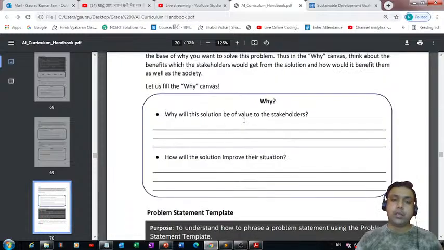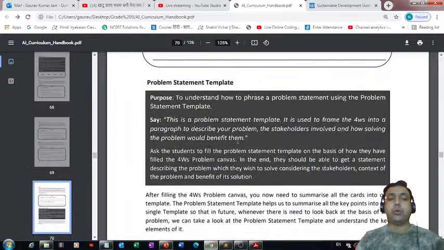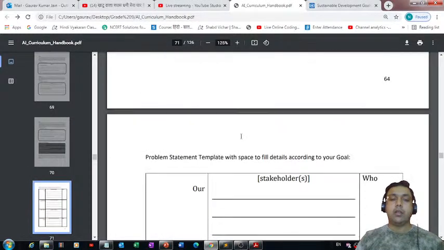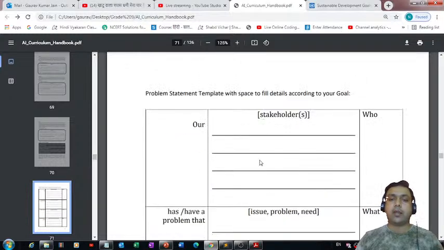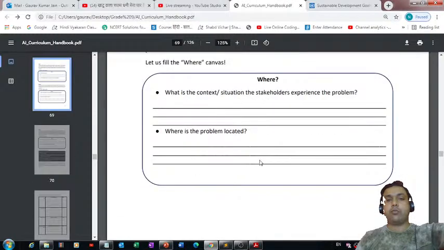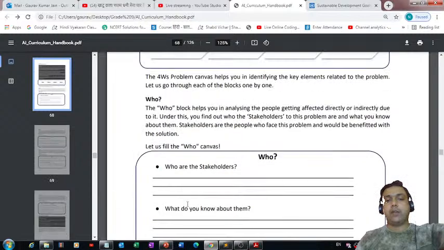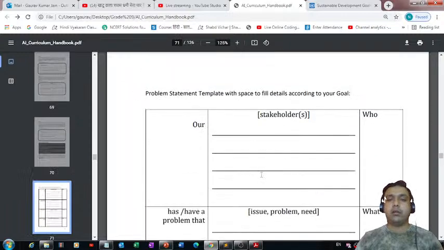Then whatever information you have provided here in this paragraph form, if you want to put it in a tabular form, you can make use of the problem statement template. So it looks something like this. In this very first box, you can put all the things you have put in the paragraph for this who parameter. Whatever you have put for the who parameter, you can put the same thing here in this second box.